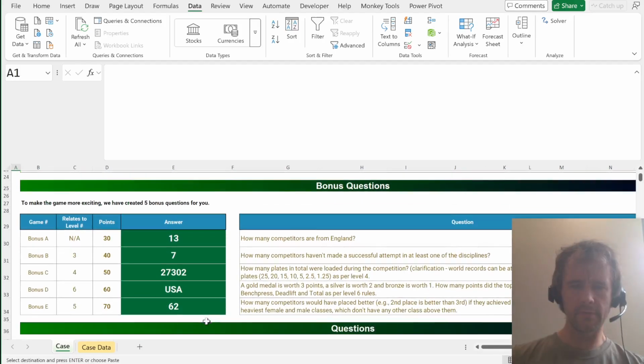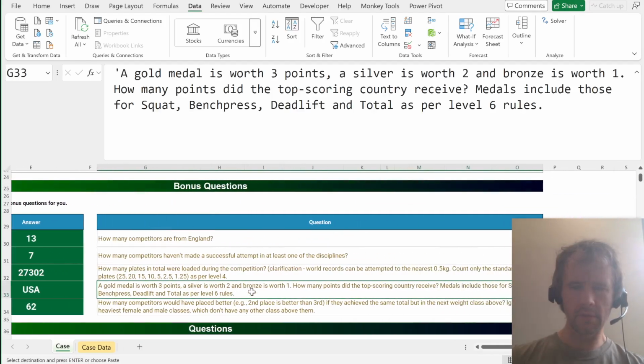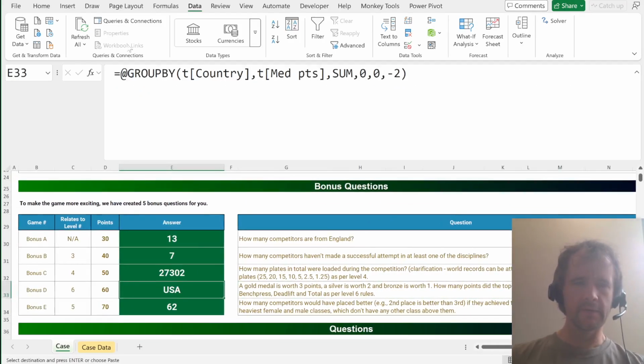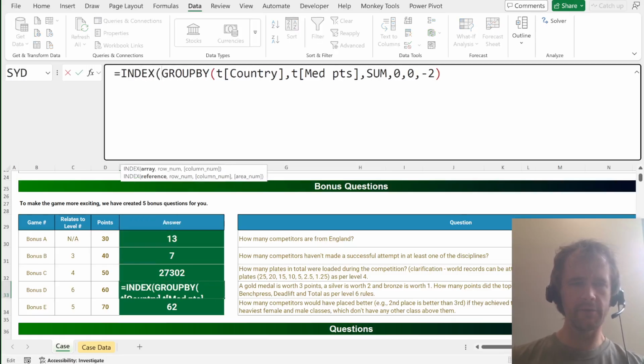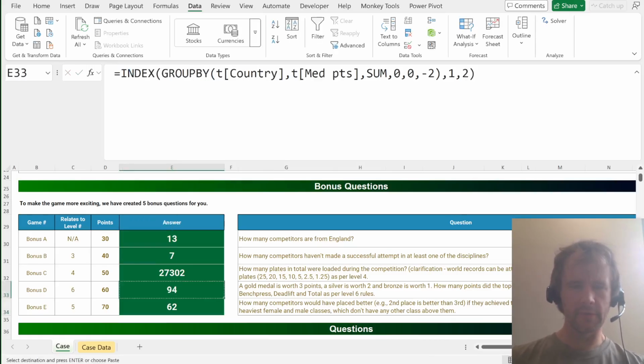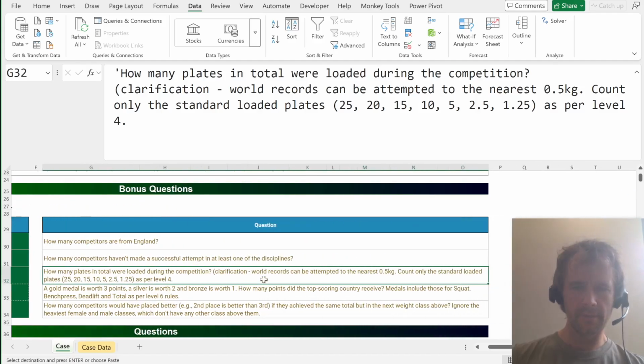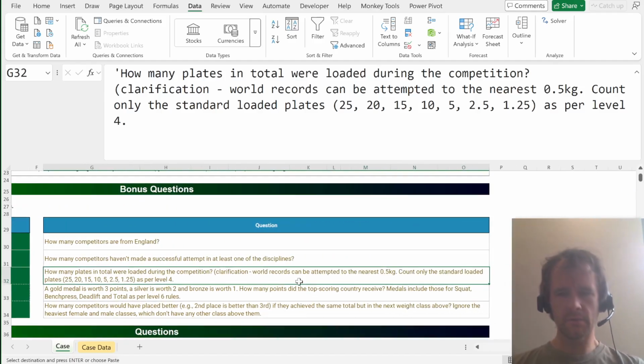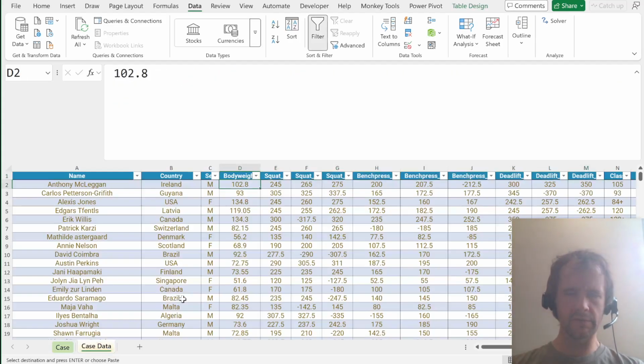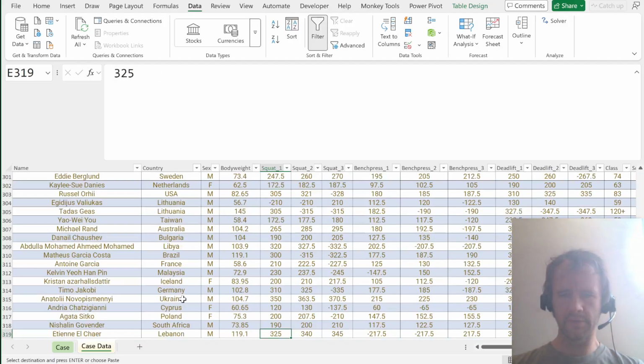Okay, so USA. Oh, how many points? RTFQ, always. Okay, so that hopefully fixes that. And then this one, how many plates in total? Oh no. Oh, count only the standard loaded plates as per level 4. So what on earth does that mean?